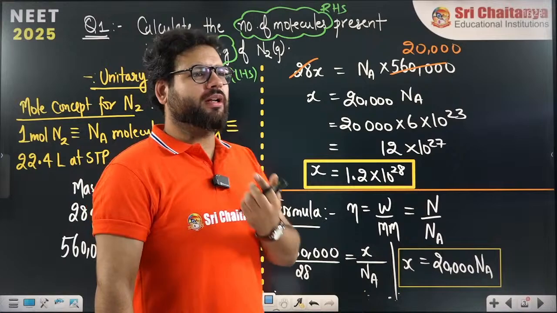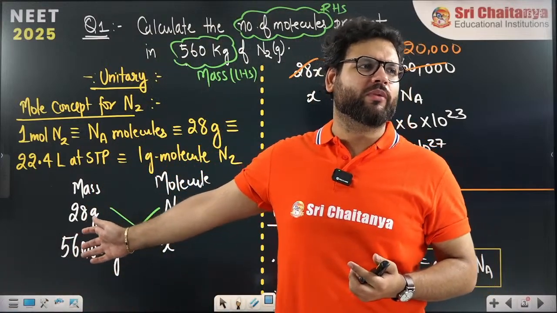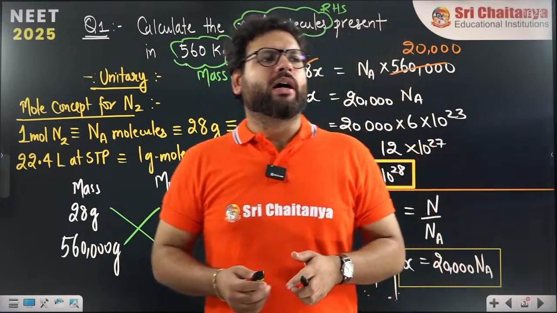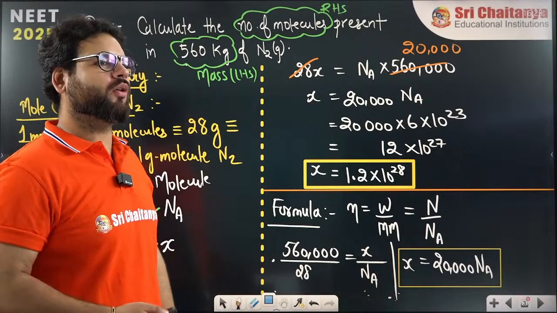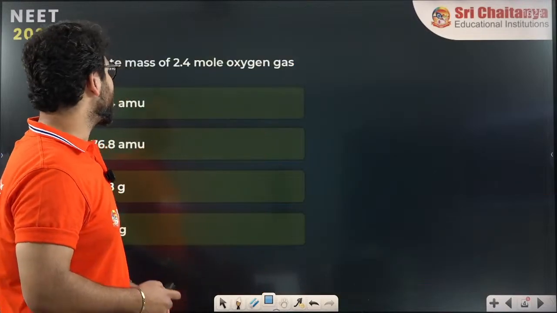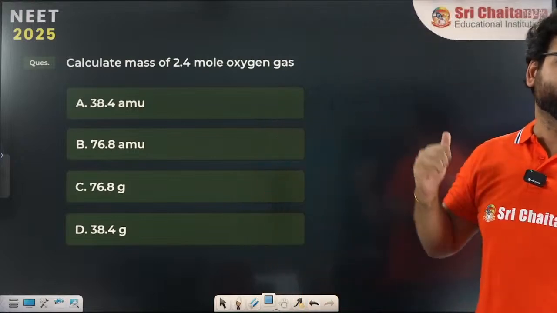If unitary is not clear, do it by crisscross. Crisscross is also unitary. It's just a simpler way. All right, I'll be starting with the next one now. Next question. All of you solve this one yourself. I want you to solve it yourself, everybody. Tell me the answer quickly.